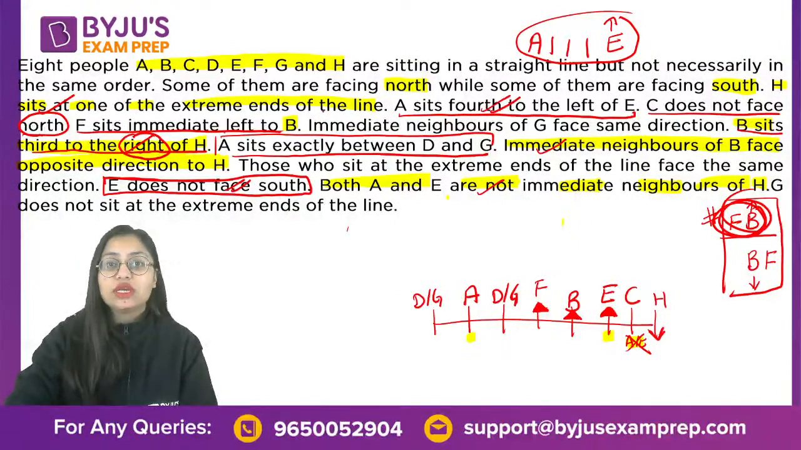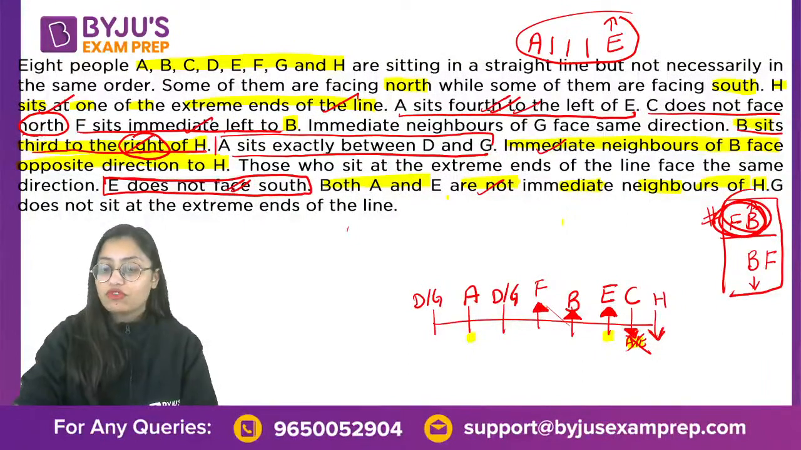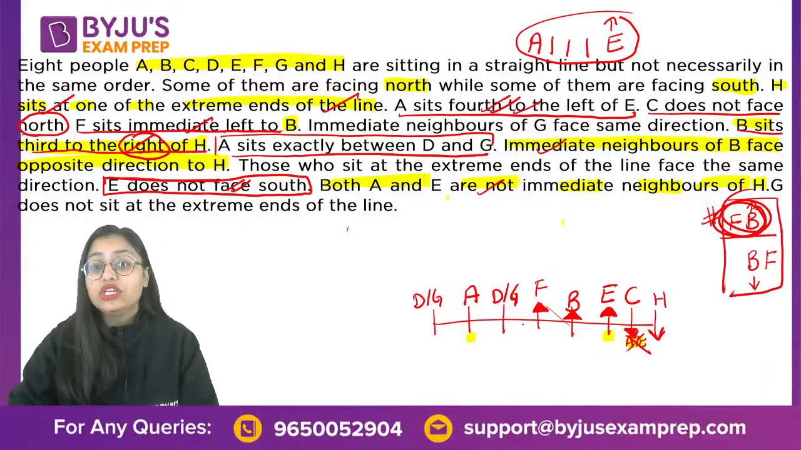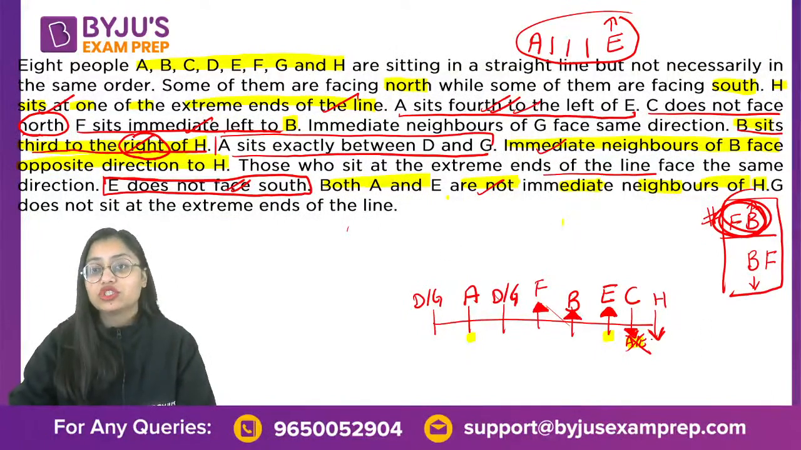So H sitting at one of the extreme ends, A sitting fourth to the left of E, C not facing north, that means C should be facing towards south, right? F immediate left of B works. Immediate neighbors of G face the same direction. Where G is sitting, I'm going to utilize that. Probably they want to say G is sitting between A and F. We have to check that from the next pieces of information. Those who sit at extreme end face the same direction. If H is facing south, this person must face south, right?